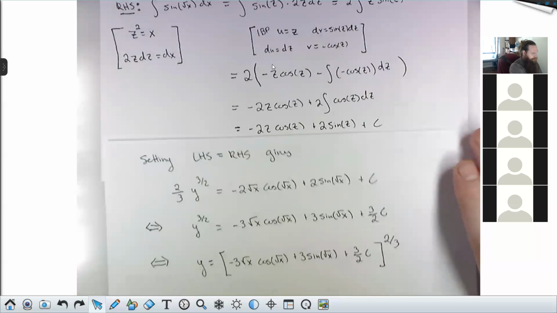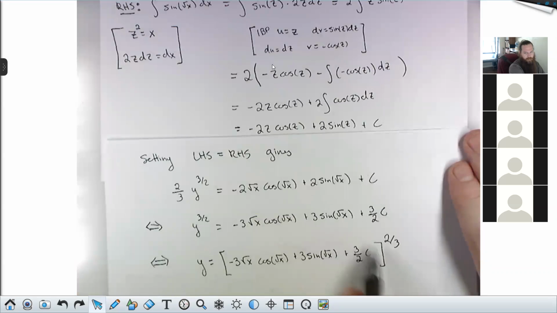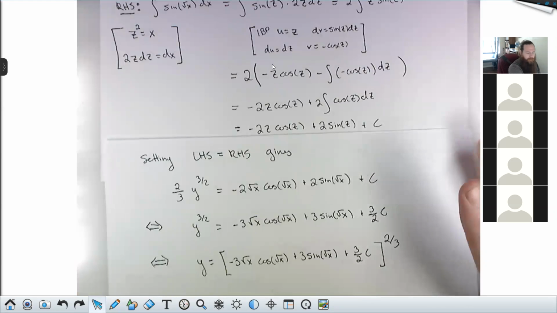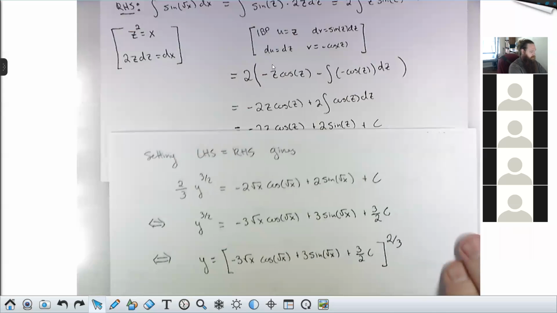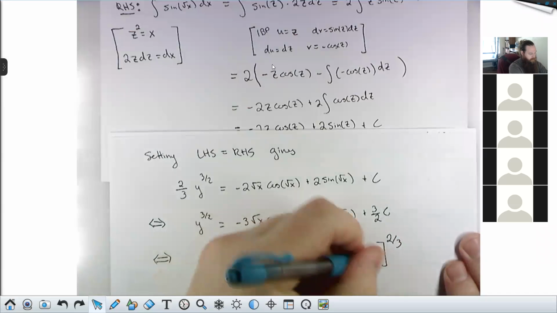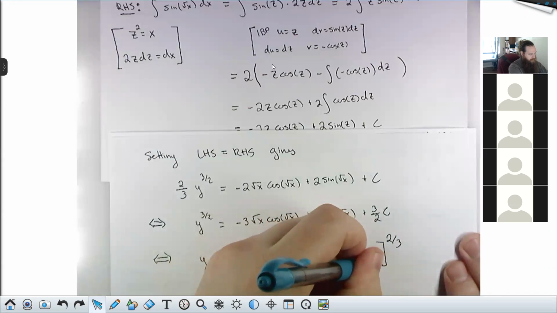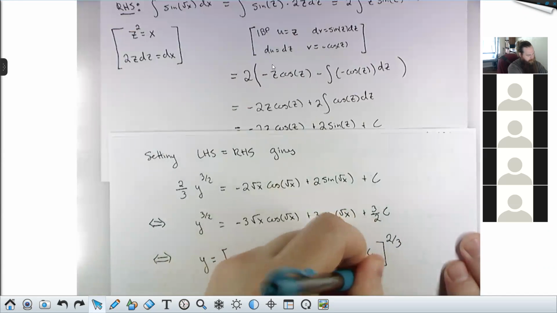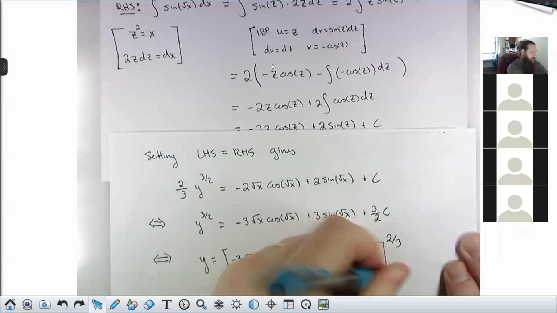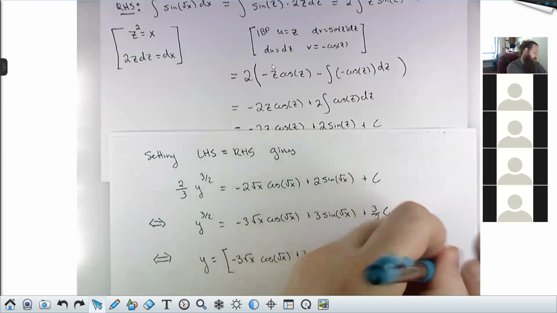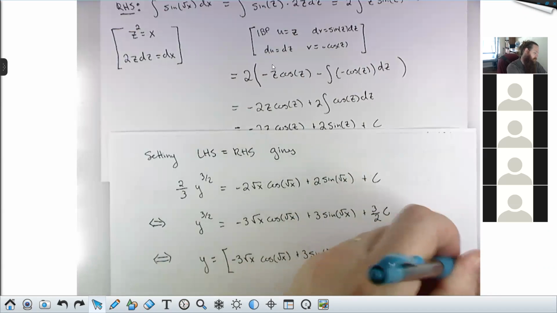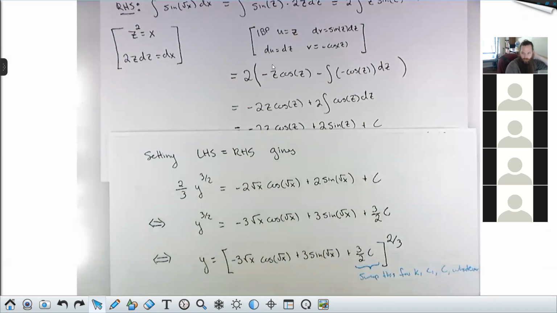And you can swap out this 3/2 c for just a regular c if you want. Of course, if c is an arbitrary constant, then so is 3/2 c. Call this k or c1 or whatever you want.